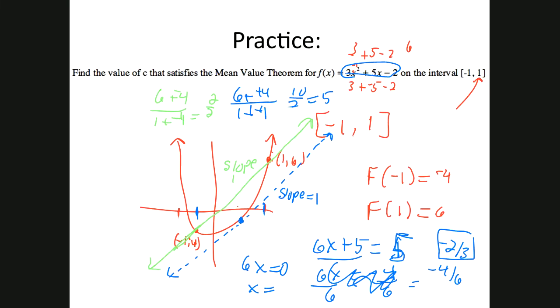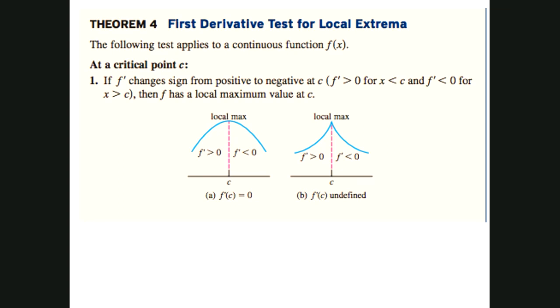So is my c value in my interval? Yeah, 0 is in between -1 and 1. Does that make sense? You think so? You want to go through another one? I don't know if I have another one. No, I don't. But let me just make one up.